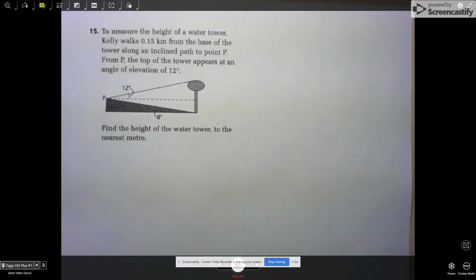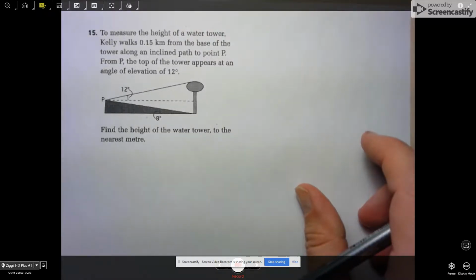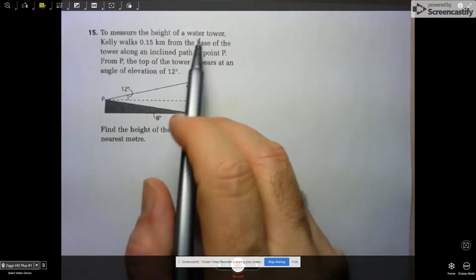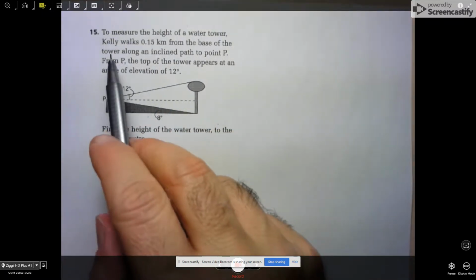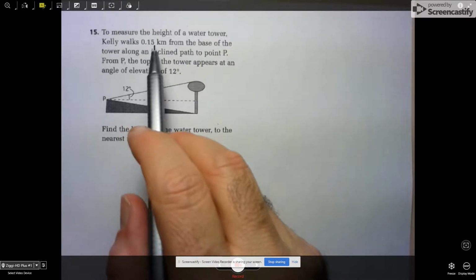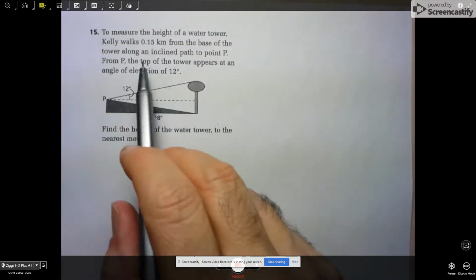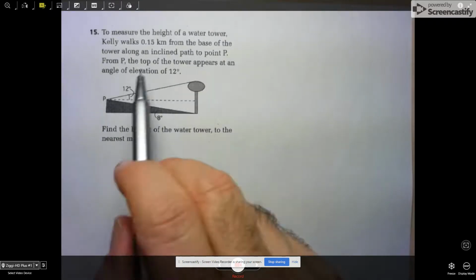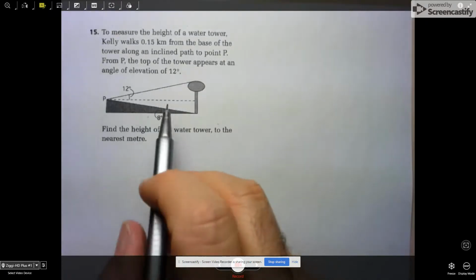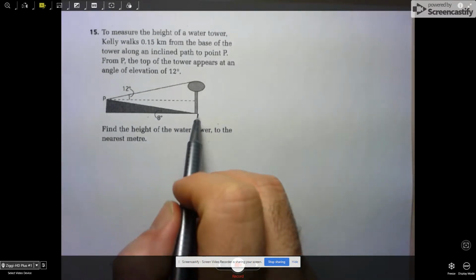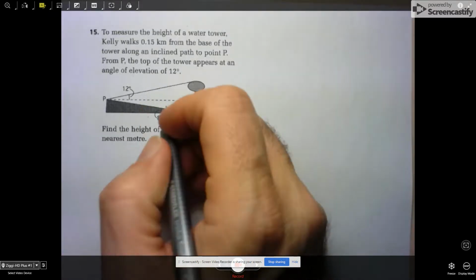Hi, folks. We're going to take a look at page 403, number 15. So let's see what they're asking us to do. They're looking to measure the height of a water tower. Here it says Kelly walks 0.15 kilometers from the base of the tower. So there's the base of the tower along an inclined path to point P. So they seem to be telling us that this length here is 0.15 kilometers.